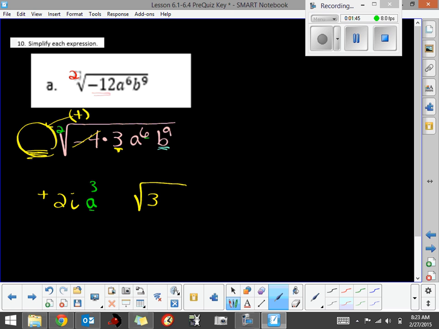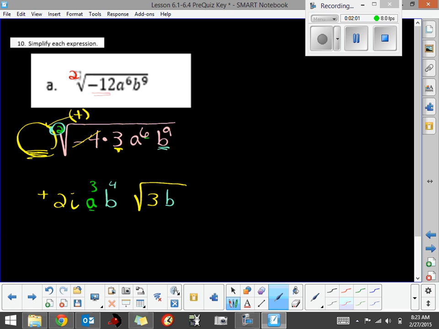Now b to the 9th isn't a perfect square, but that doesn't mean we can't simplify it. What we can do is see how many groups of 2 there are in 9. So that means there's going to be b to the 4th. 4 times 2 is 8, so that leaves one of those b's behind underneath your radical.